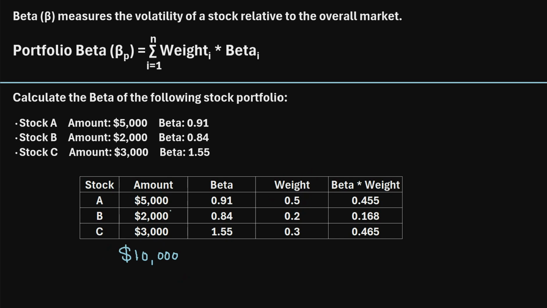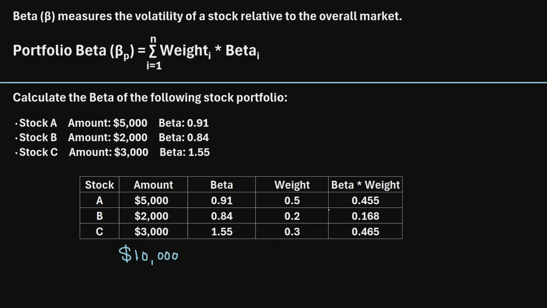So we can do the same with stock B. $2,000 of the $10,000 is in stock B. So to find the weight of stock B, we just do 2,000 divided by 10,000, which is 0.2. And then we do the same thing for stock C. We take 3,000 and divide it by 10,000 to get a weight of 0.3.